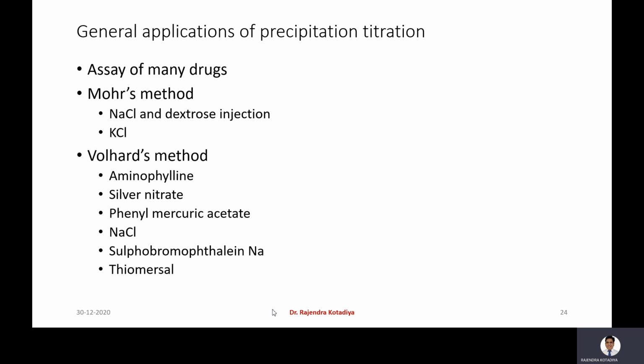Okay. Now, if you talk about general applications of this precipitation titration, they are used for assay of many drugs. As we talked about NaCl, if you want to find the exact percentage weight by weight of any drug, you can find it with the help of precipitation titration. Okay. So these are the peculiar applications of precipitation titration. By the Mohr method, you can estimate NaCl, dextrose injection, KCl. By Volhard's method, aminophylline, silver nitrate, phenyl mercuric acetate, NaCl, all these drugs can be estimated. Okay, if you want to find their concentration, you can use this particular precipitation titration.